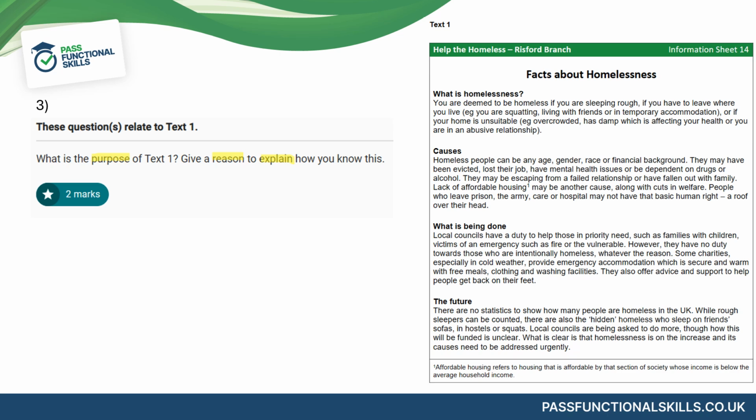Okay, so this is a 2-mark purpose question. So the purpose of a text refers to why the author has written it. What were they trying to do when they wrote the text?